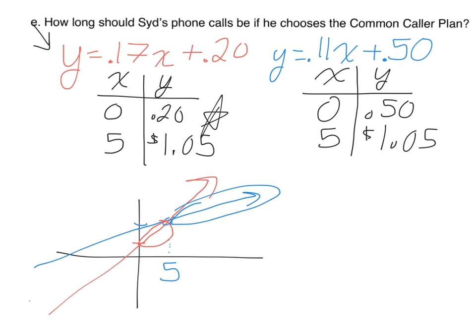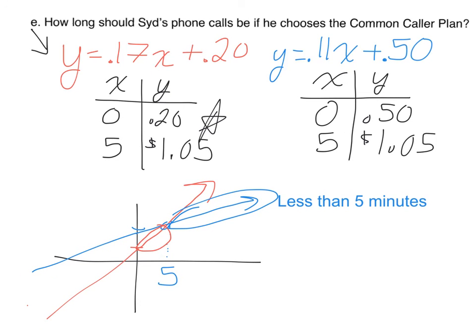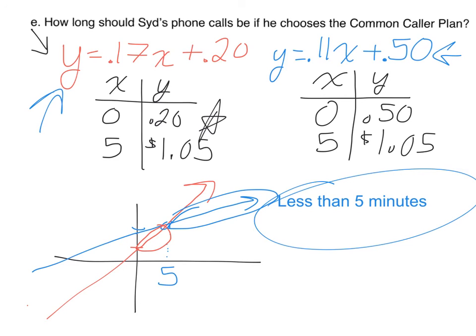So how long should Sid's phone calls be? Well, they should be less than 5 minutes if he's going to choose this option over here. Woo, that's kind of fun. If he's going to choose this option over here. Okay? We would want him to talk for less than 5 minutes. Otherwise, he should pick the long talker plan.